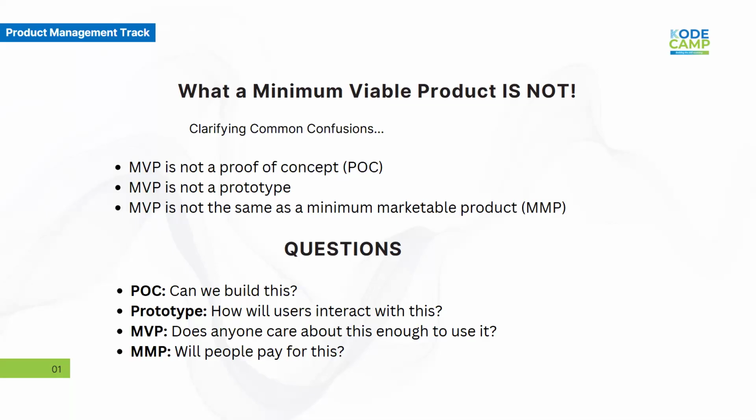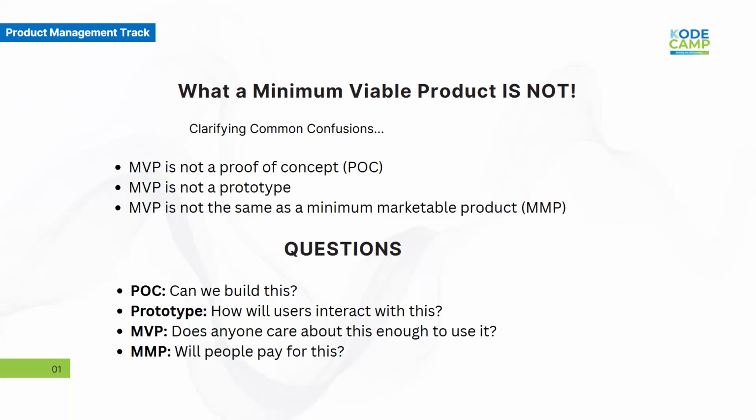Now, thirdly, an MVP is not the same as a minimum marketable product, or MMP. The MMP is the smallest version of the product that you can actually sell, right? It is the version that is stable, functional, and valuable enough that users can and will pay for it. The MMP still might not have all the features, but at least it is ready for market. That's the difference, right? MMP is the smallest version of the product that is ready for market.